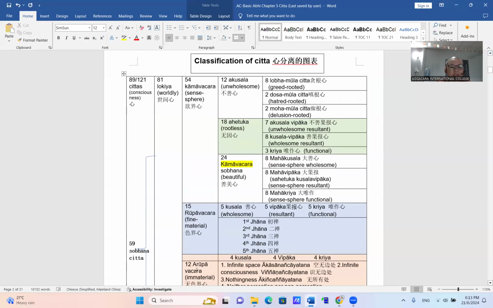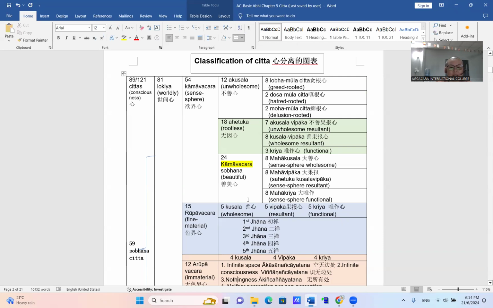54, 15, and 12, right? So later we will study the first group here, okay? 12 akusala, 8 this one. So anyway, we go for 54, 15, and 12, all right? So we will start to study this one first. So 12 akusala, unwholesome, and then there will be 18 ahetuka, and then 12 kamawachala, all right?